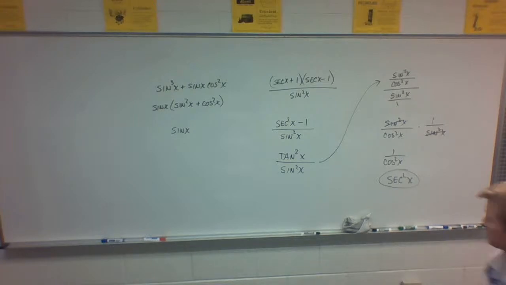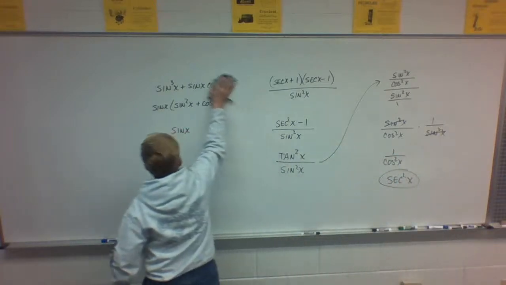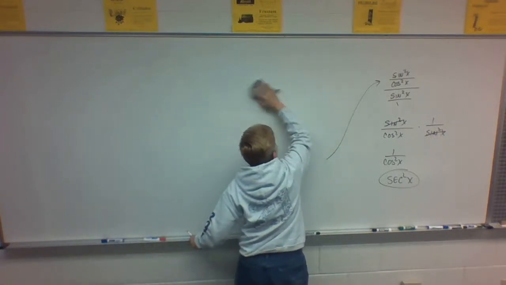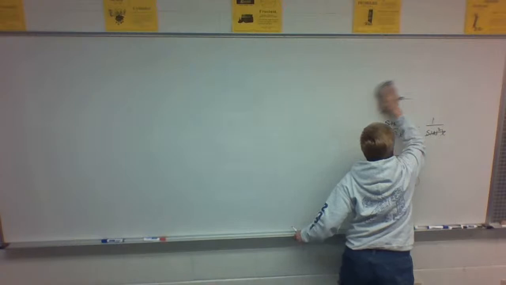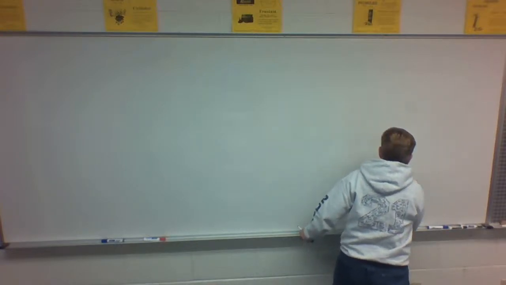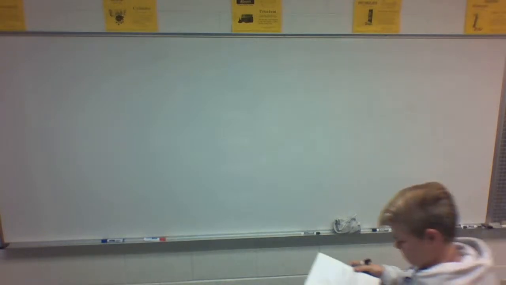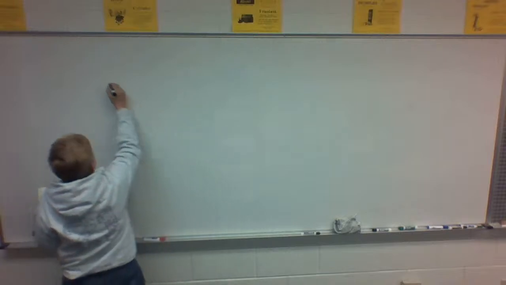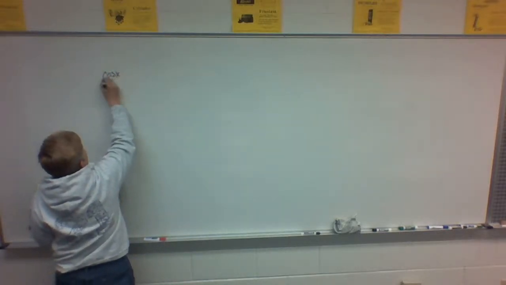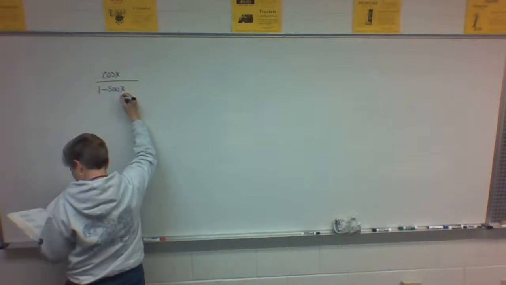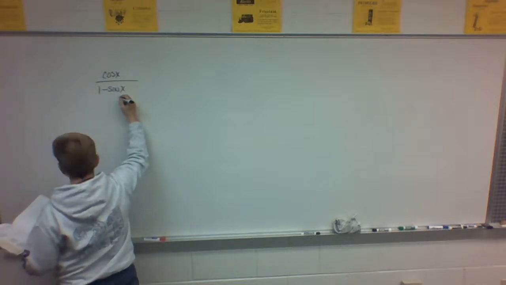And I don't have enough board space up here, so I'm going to erase these just a minute. Okay, we got cosine over 1 minus sine, minus sine over cosine.